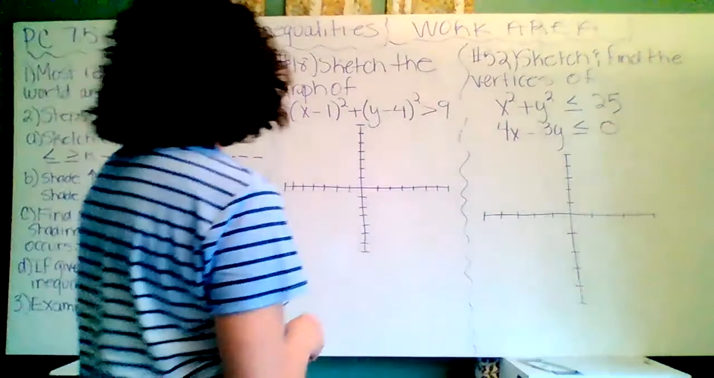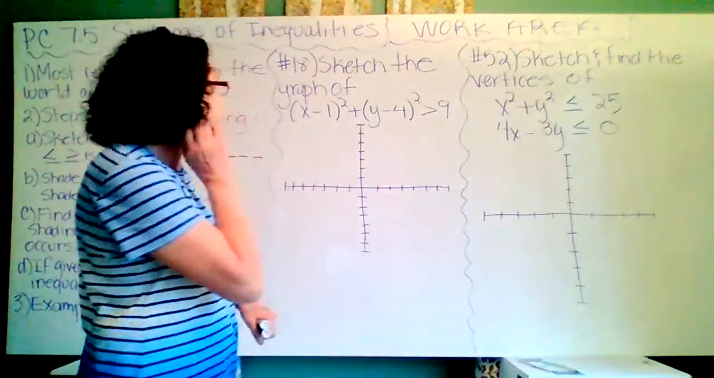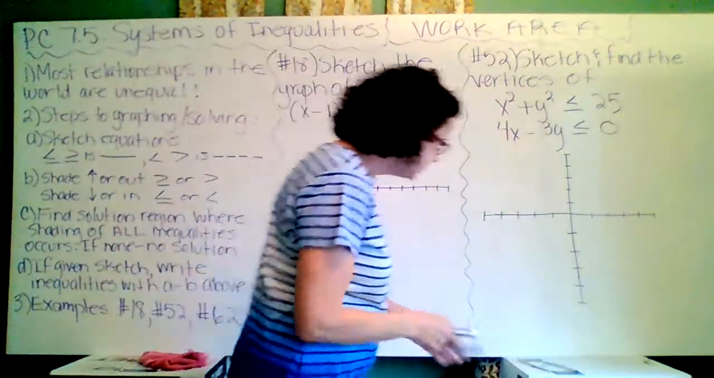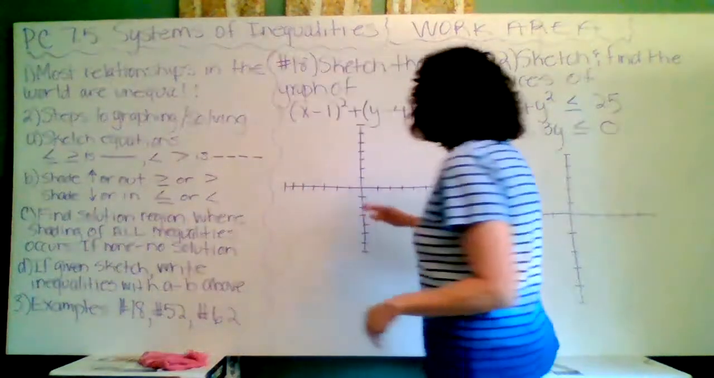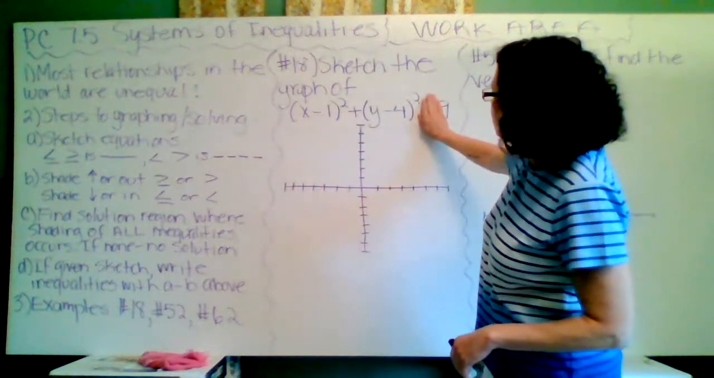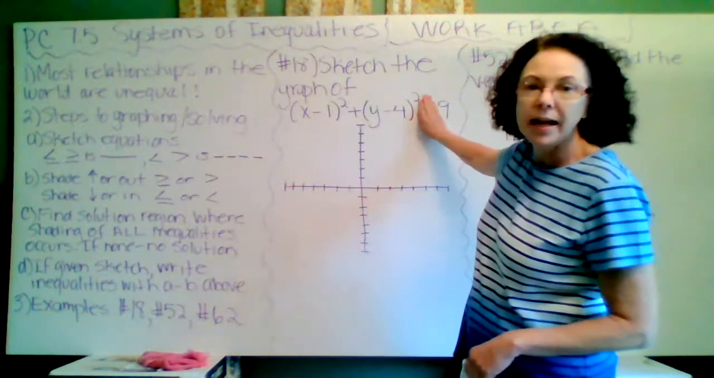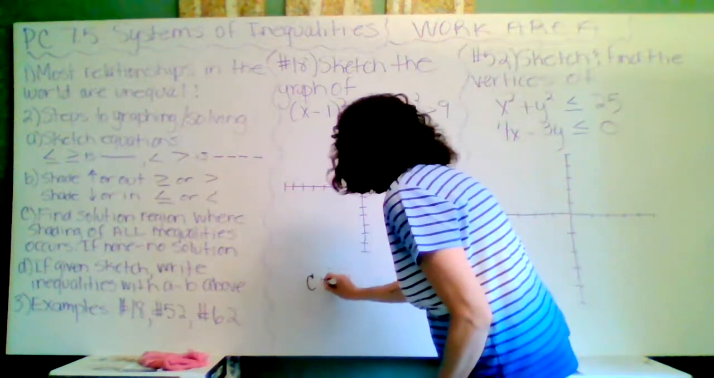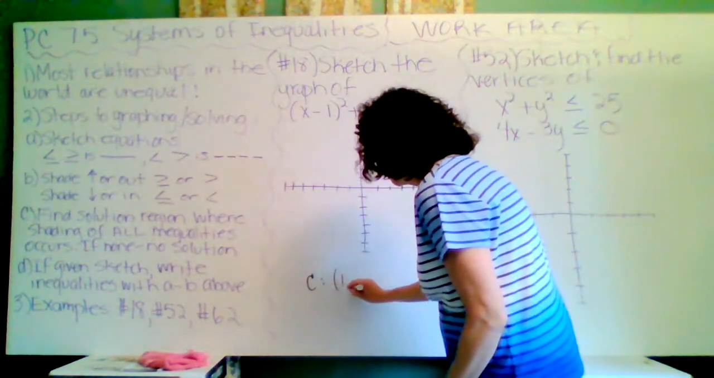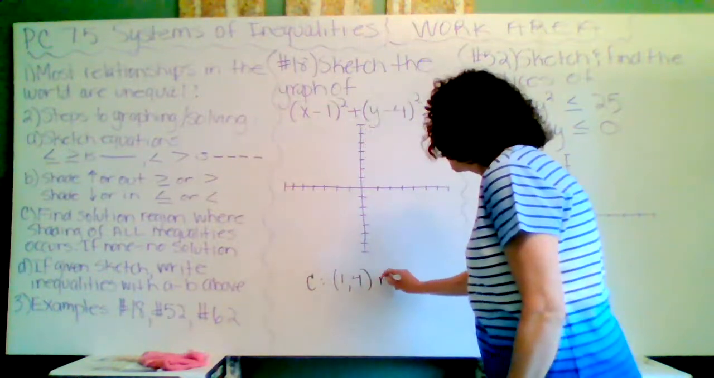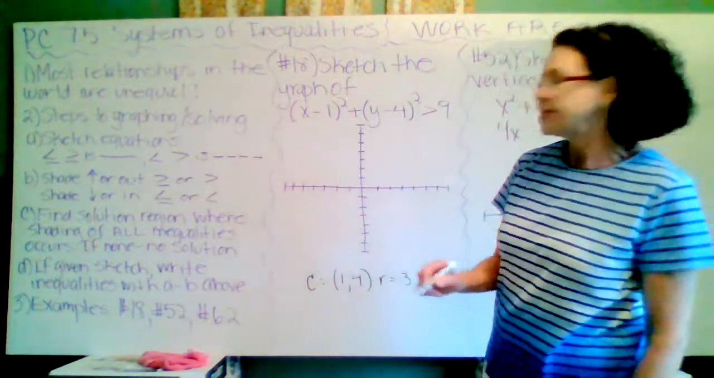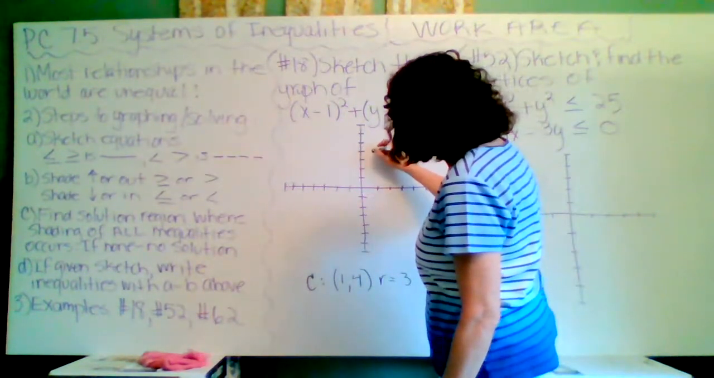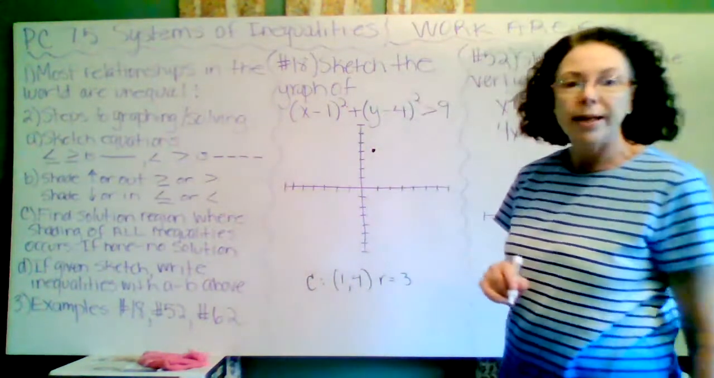We're going to sketch the graph of (x minus 1) squared plus (y minus 4) squared is greater than 9. Okay, so what we're first going to do is graph the sketch of (x minus 1) squared plus (y minus 4) squared is equal to 9. Notice this is a circle with a center at (1, 4) and a radius of 3. Okay. So let's make that center point. Here's 1 and 1, 2, 3, 4. And we're going to make a radius of 3.